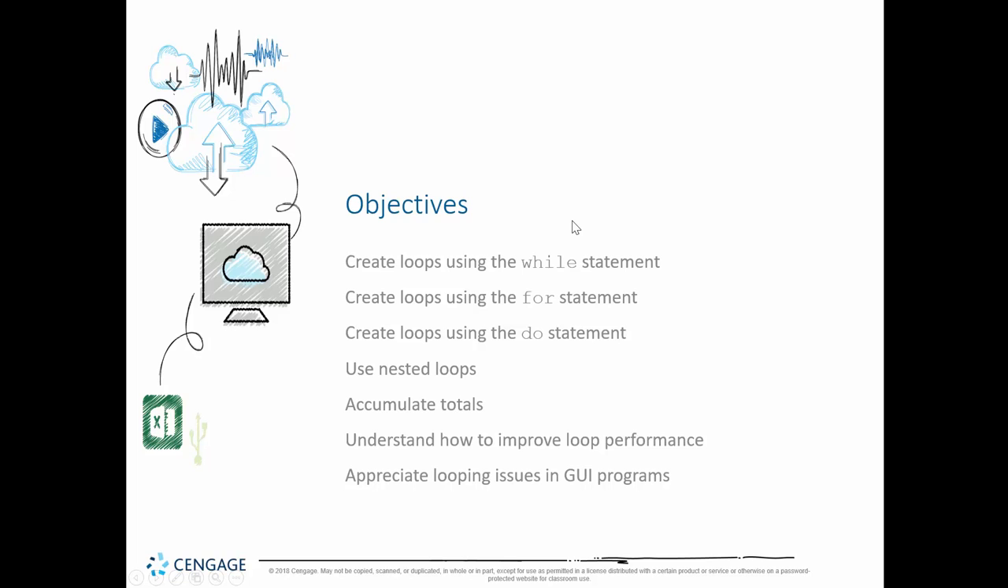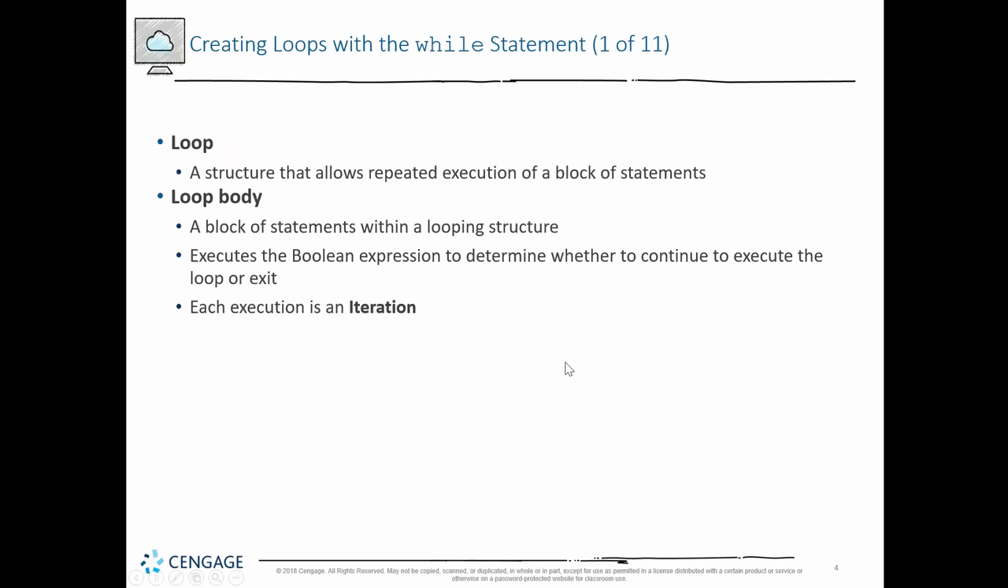Our objectives here, basically like most other programming languages, C# comes equipped, so to speak, with 3 different types of loops. Those types of loops being a while loop, a for loop, and a do or a do-while loop. So we'll discuss all of those. Then we'll get into nested loops, accumulate totals and accumulators, understand how to improve loop performance, and appreciate some of the issues involved with looping.